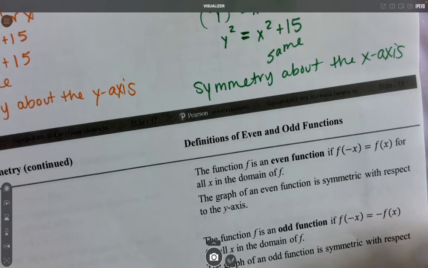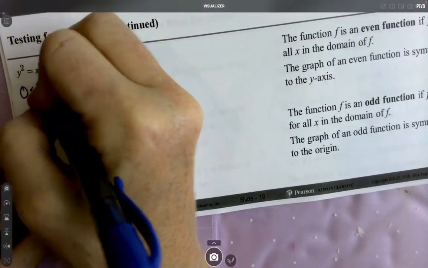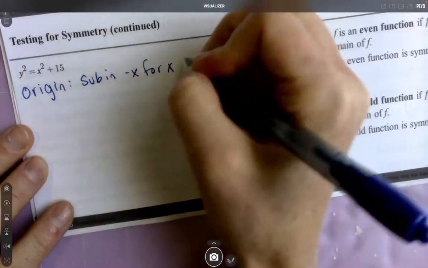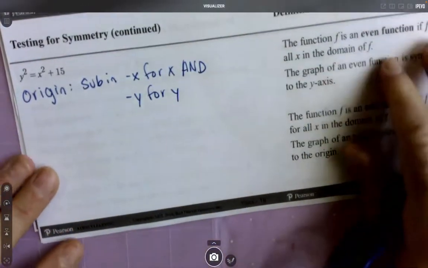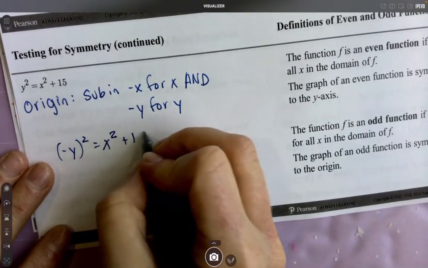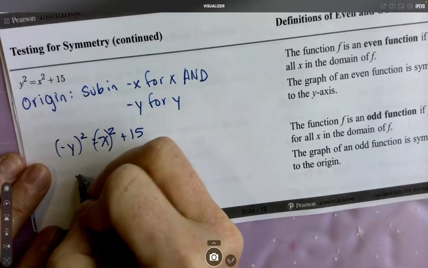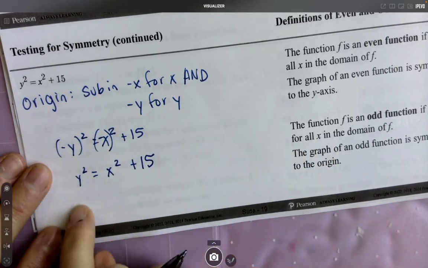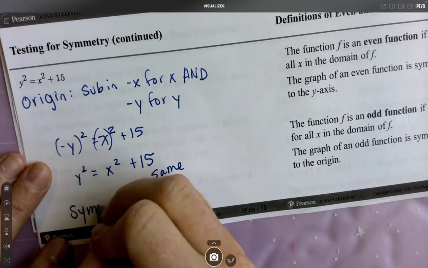All right, our last one, we're going to sub in both at the same time. Origin. Negative x for x, and negative y for y. So negative y squared equals x squared plus 15. Oh, I forgot to sub in. There we go. Negative x squared. Square something, you come up with the same thing. Square a negative, square a negative, you get a positive, so that's why it's like that. They're the same. So there is symmetry about the origin.